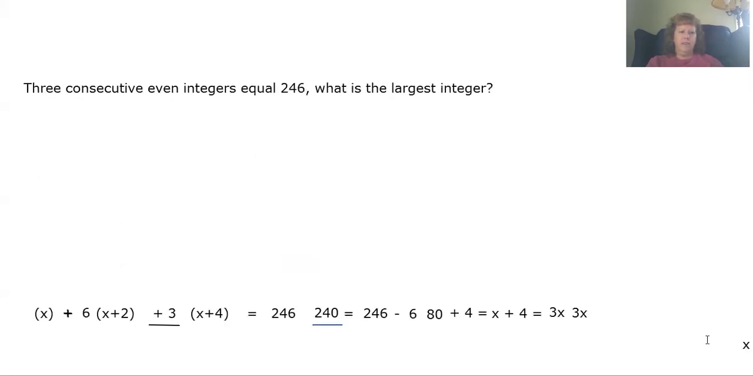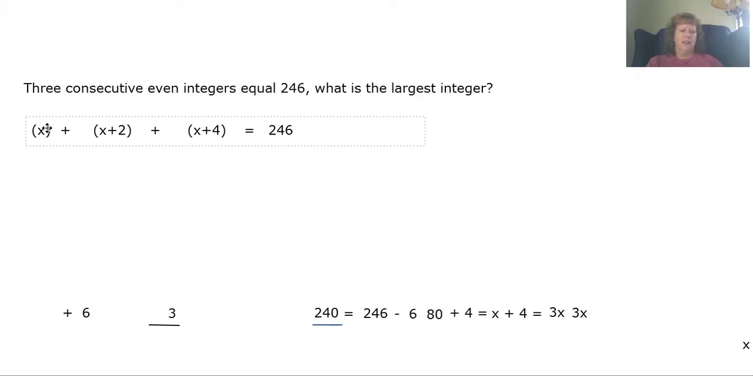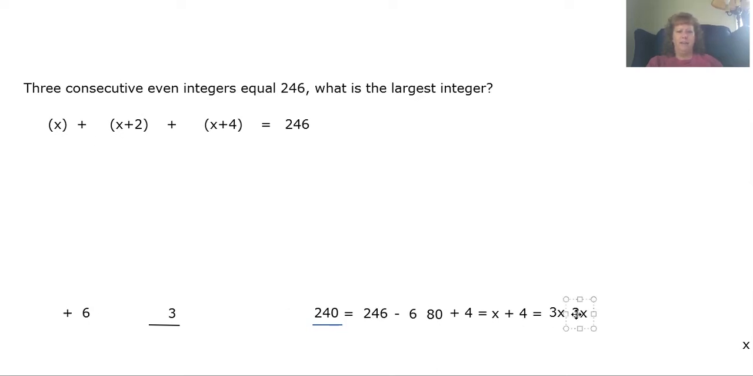Three consecutive even integers equal to 246. What is the largest integer? So here you needed to remember to use the pattern for even integers, and that was x plus 2 plus x plus 4 equals 246. So see if you can use the remaining items to complete the problem. So if we combined x, x, and x, we would have 3x. And if we added the value of the numbers here, 2 and 4 would be 6. And that will total 246.